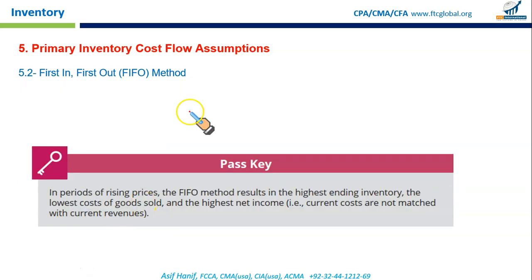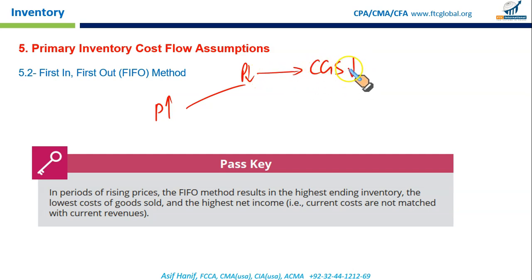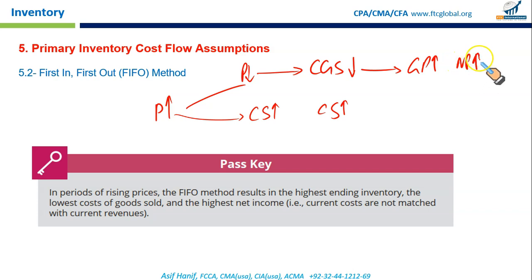Now, when the prices are rising, your older, lower priced costs become cost of goods sold, resulting in lower CGS, and recent higher prices become part of your closing stock. Your closing stock value would be higher. Lower CGS means your gross profit would be higher, and of course your net profit would be higher. And of course, your retained earnings accordingly would be higher. And the key point further here is that current costs are not matched with the current revenues, because your older costs become part of goods sold. The current costs become part of your closing stock.